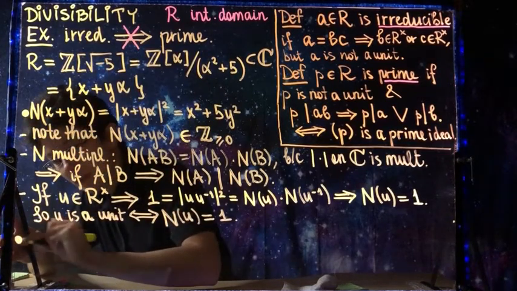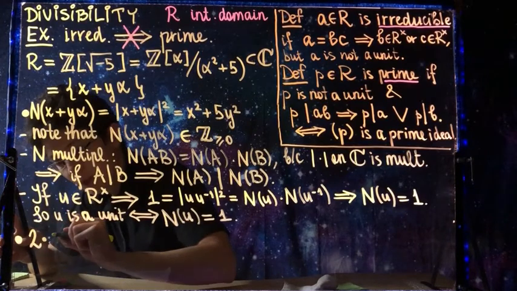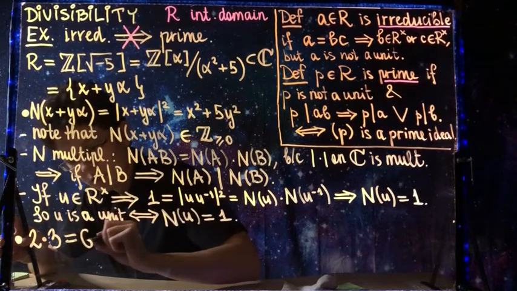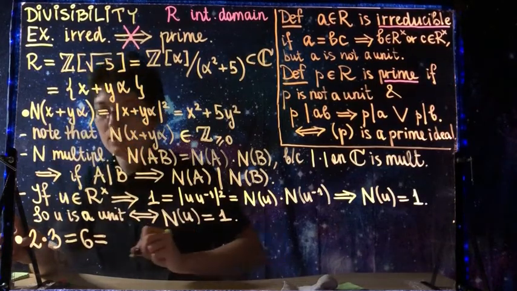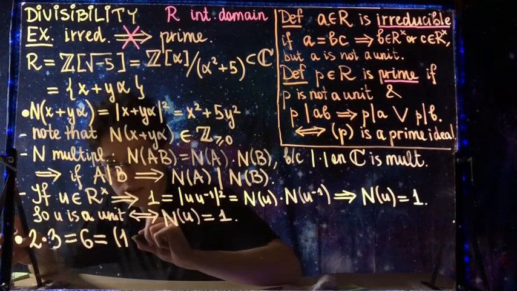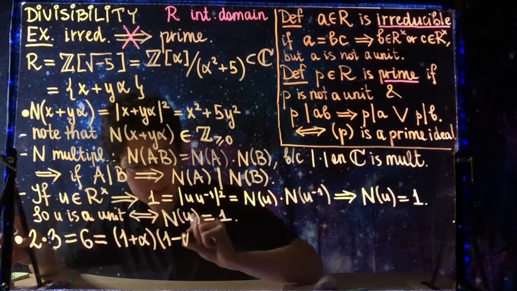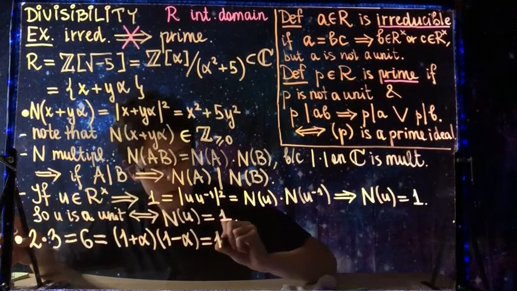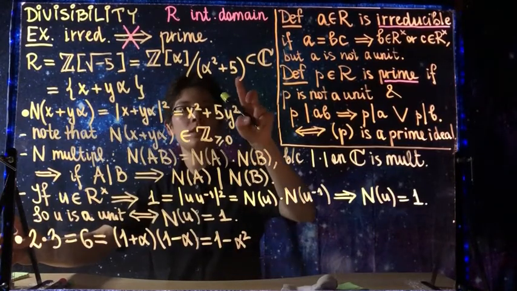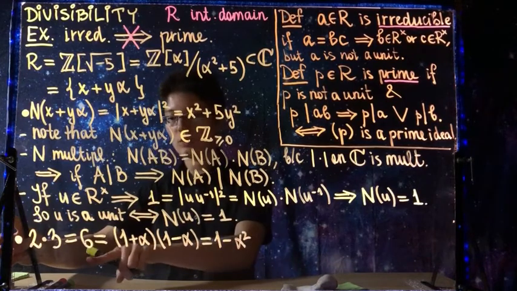Now consider number 6. It is the product of 2 and 3 on the one hand, and on the other hand it is the product of 1 plus alpha times 1 minus alpha, because it is 1 minus alpha squared, and since alpha squared is minus 5, we get that 1 minus minus 5 is equal to 6.